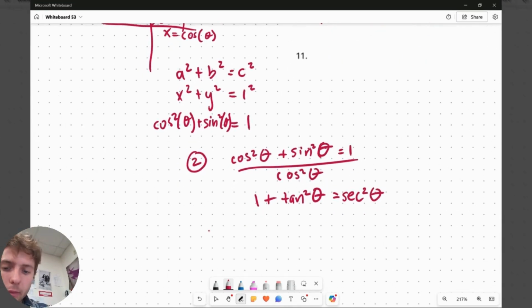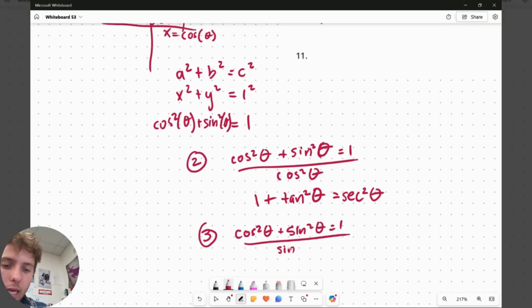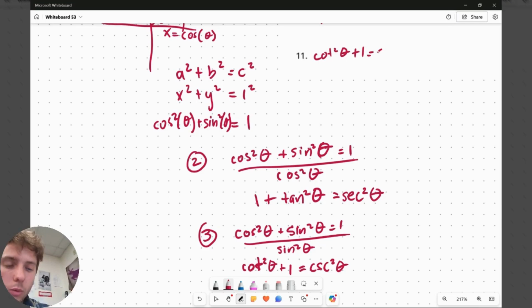The third one can be found by doing that exact same process, but now let's divide by sine squared instead. The sines we know cancel. Cosine over sine is the same thing as cotangent, so that's cotangent squared there. And 1 over sine we know is cosecant squared. Now we have our third identity: cotangent squared plus 1 equals cosecant squared.